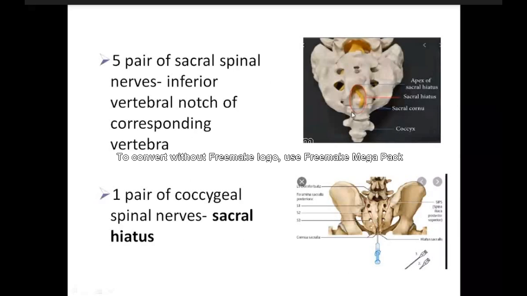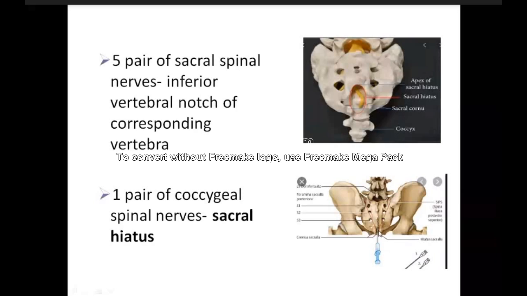And there is 1 pair of coccygeal spinal nerve, which emerges from the sacral hiatus. You say sacral foramina, so this one, the one which is in the midline, is the sacral hiatus. So here you are seeing a syringe, its picture is shown, giving the epidural anesthesia.